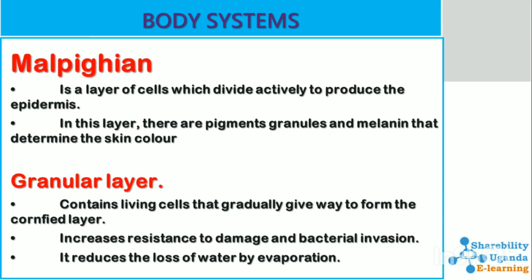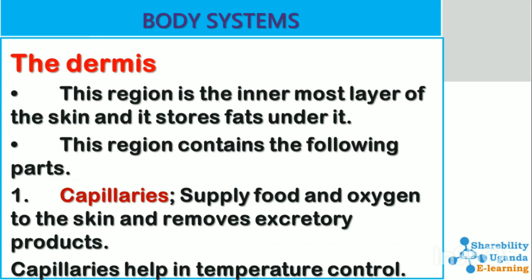And then the granular layer contains living cells that gradually give way to form the conified layer. It helps to increase the resistance to damage and bacterial invasion of the skin, and also reduces the loss of water by evaporation. This is basically done by the granular layer of the skin. Then we have another part of the skin, which is the dermis. The dermis is the innermost layer of the skin, and it stores fats under it.